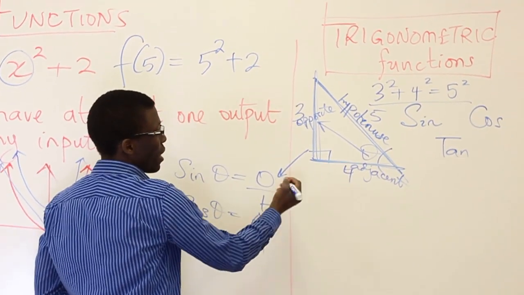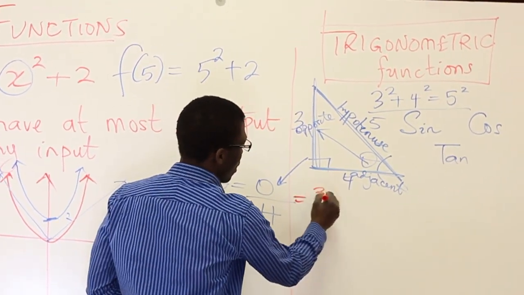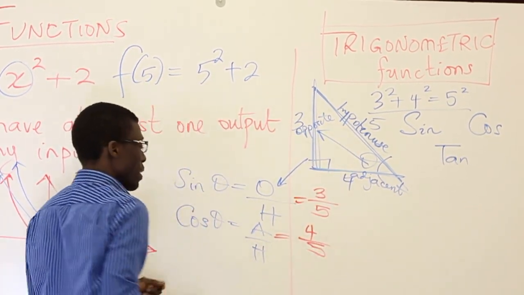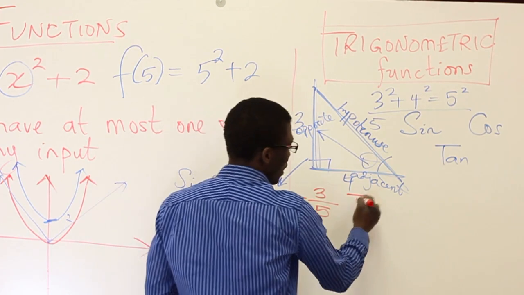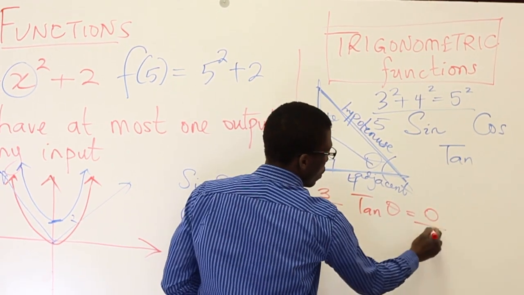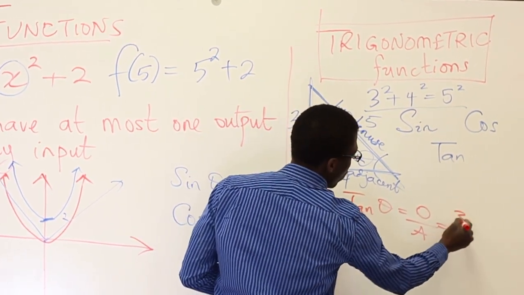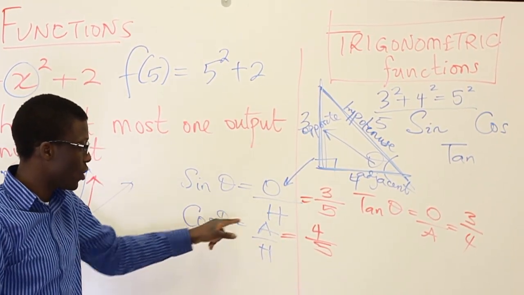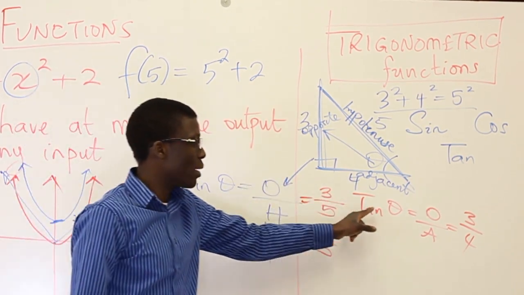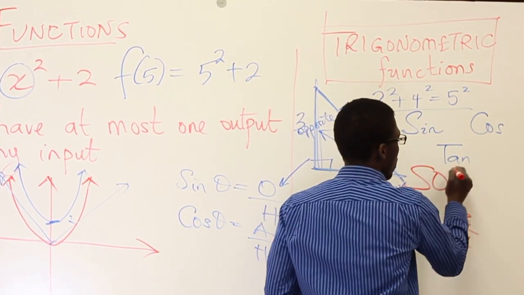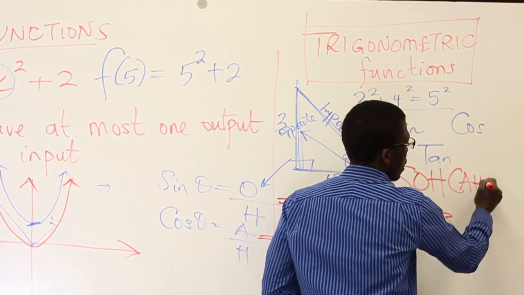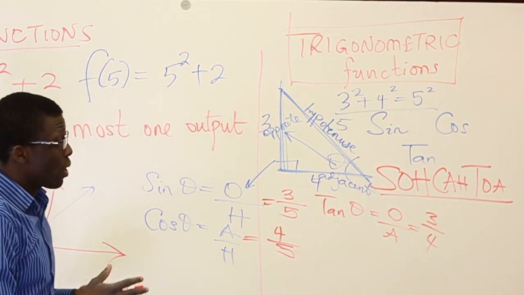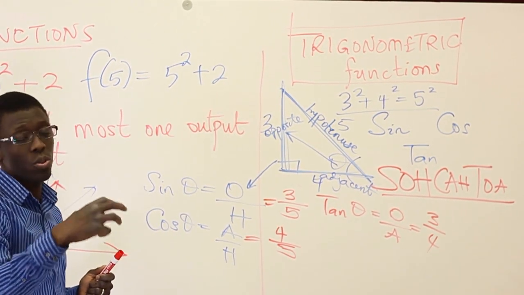So for sine theta, the answer would just be 3 over 5. And cosine would be 4 over 5. Tangent is opposite over adjacent. And in this case, it would just be 3 over 4. So there's a way we remember. Notice it's SOH, CAH, TOA. So SOH CAH TOA would be the notation we use to figure out the different trigonometric ratios of a right triangle.